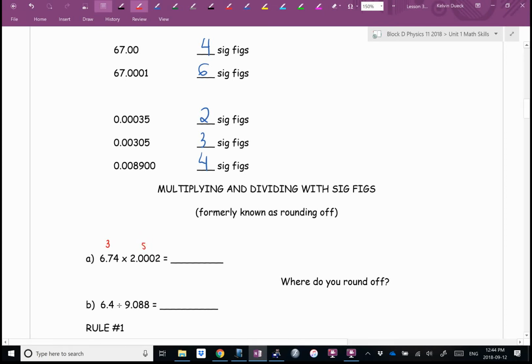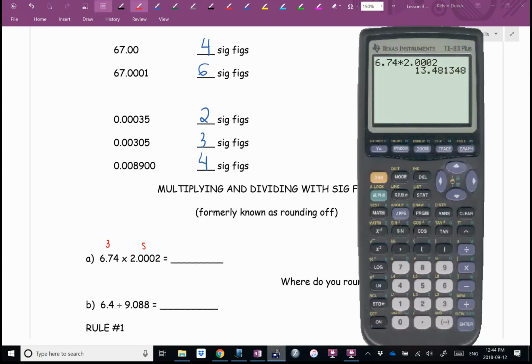See those 2 numbers that I wrote in red? What's the smallest number? We're going to round to 3 sig figs. That's how you do it for multiplying and dividing. You round to the smallest number of sig figs in your data. So how many sig figs are we going to round to? 3.